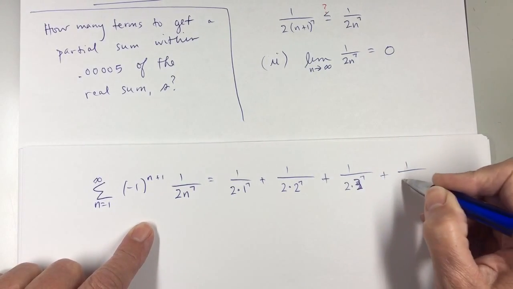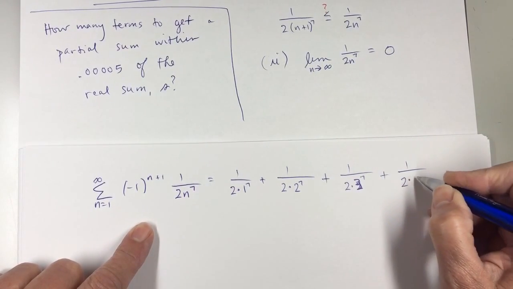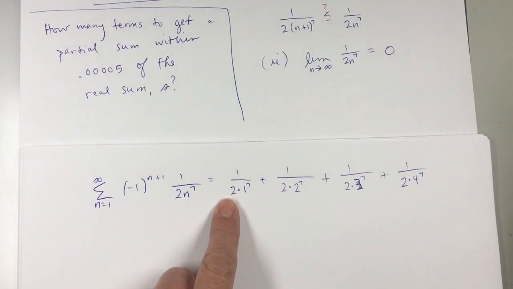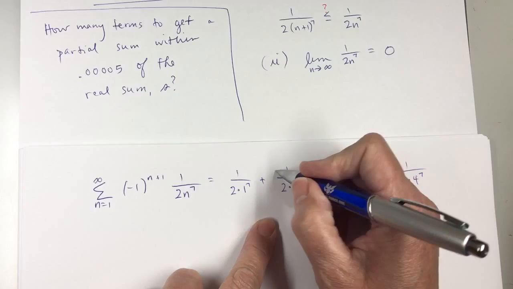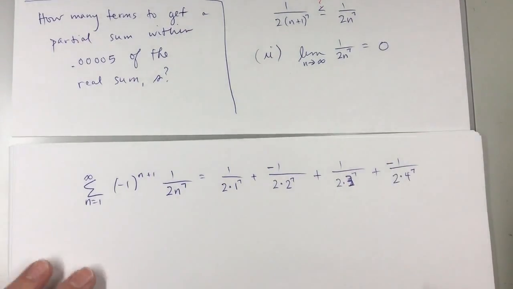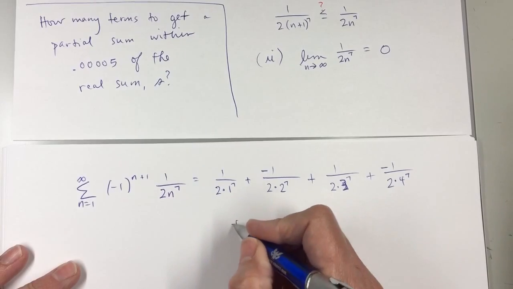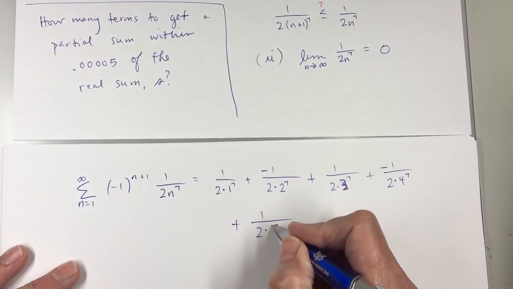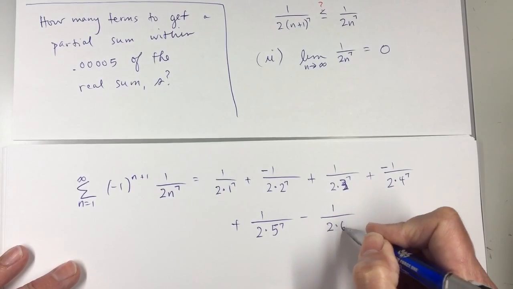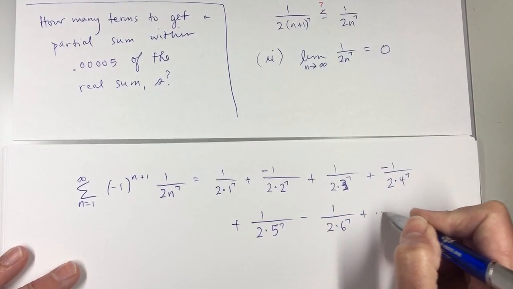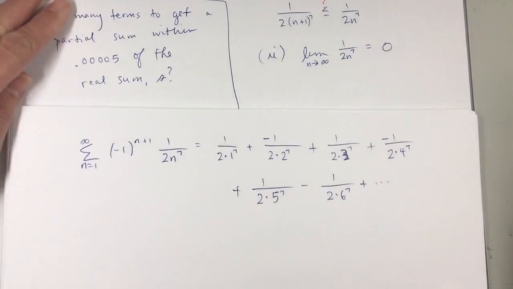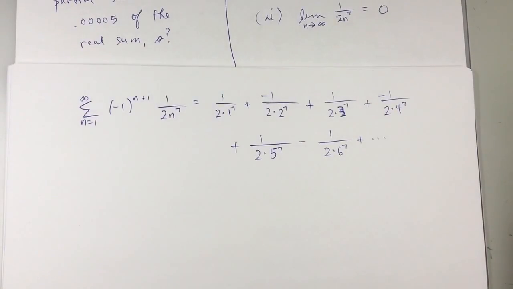The fourth term is 1 over, but what did I mess up with? There, I didn't put in the alternating. Okay, the first one's positive, second one's negative, third one's positive, fourth one's negative. So the next one's positive, 1 over 2 times 5 to the 7th, and then minus 1 over 2 times 6 to the 7th plus dot, dot, dot. Now, I really need to look at this probably in terms of the decimals.